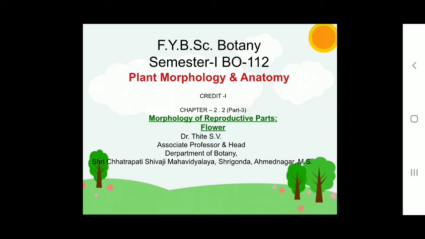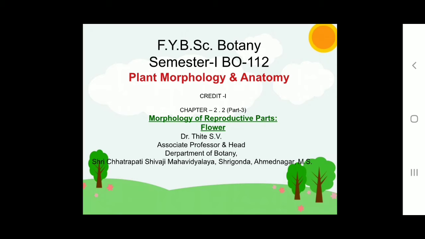Today we are going to study the third part in flower, that is androecium. Androecium is the third whorl of floral leaves of flower placed inside corolla. It is made up of one or more stamens. The function of stamen is to produce pollen grains or microspores. On germination, they give rise to male gametes. Hence, stamens are male reproductive parts of a flower.